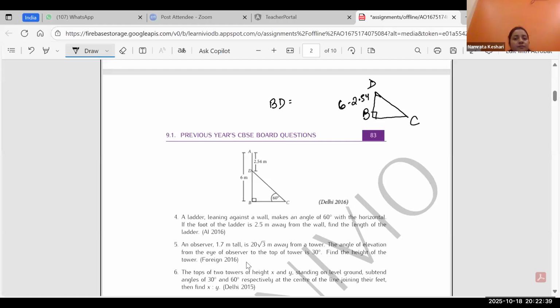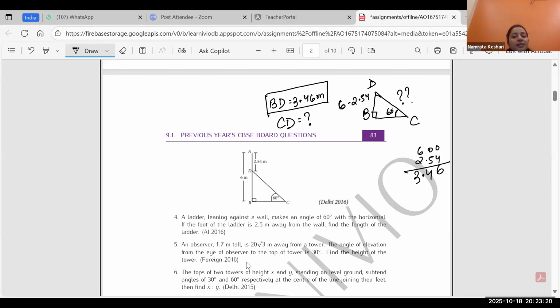Making sense? Yes, ma'am. Okay, and here the angle is given as 60 degrees. Now you have to find the length of the ladder. The ladder is CD, so you are supposed to find this, given that BD you are able to find. BD is 3.46 meter. Okay, BD is given. CD you are trying to find, and 60 degree is also given.